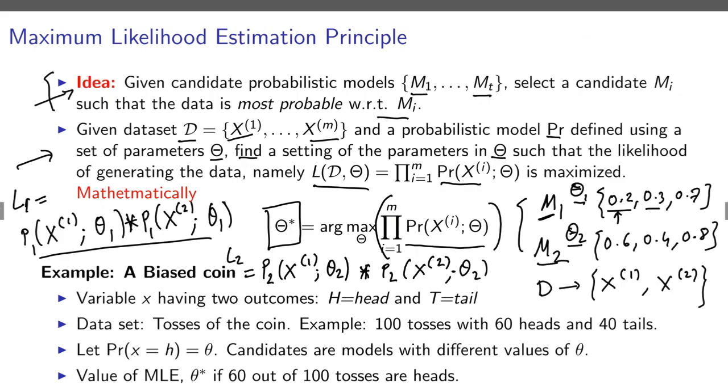So that's the maximum likelihood estimation principle. The idea is that you just compute the likelihood, and the model that has the highest likelihood among the candidates is the model that you output to the user.